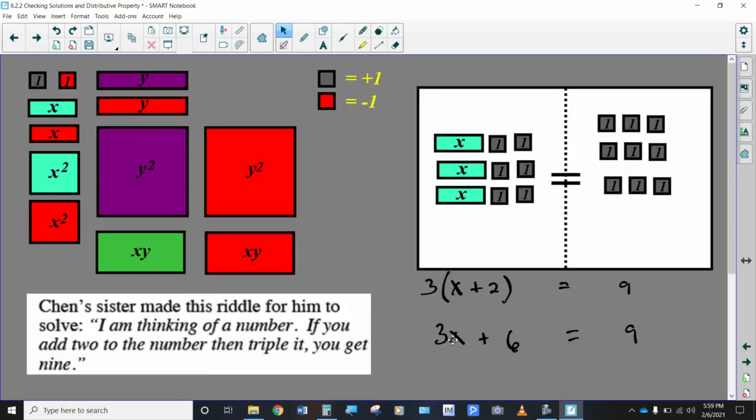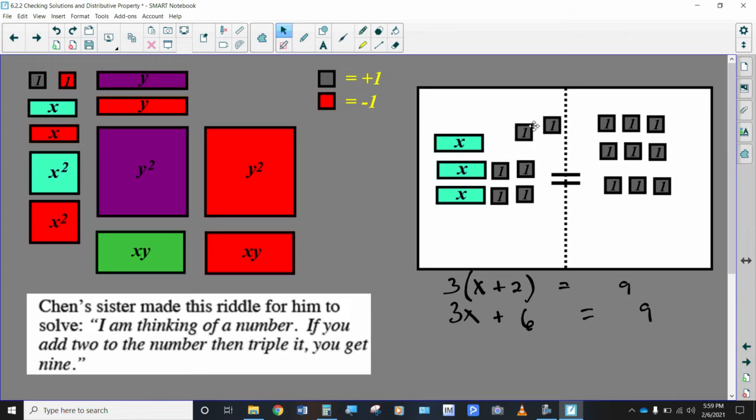Okay, so the first step would be to write down the equation exactly how it's presented within the problem, then start the process of simplifying, and that involves distributive property for this situation. Now we look for 0 pairs, and there are no 0 pairs on either side. This is 2 terms, this is 1 term, nothing more to simplify. So now we can begin removing balanced sets. So I'm going to take away 6 from the left side and 6 from the right side.